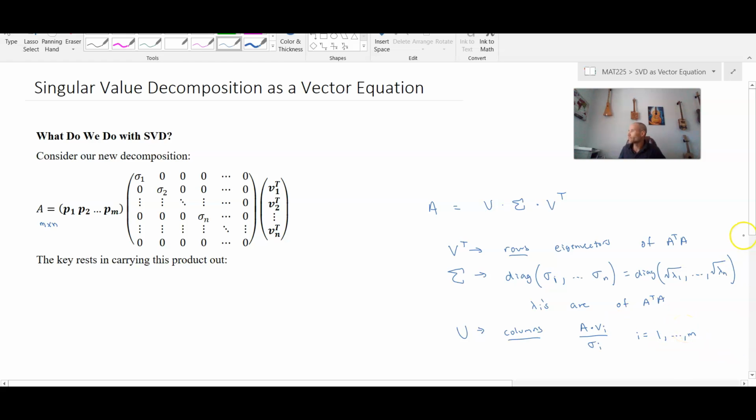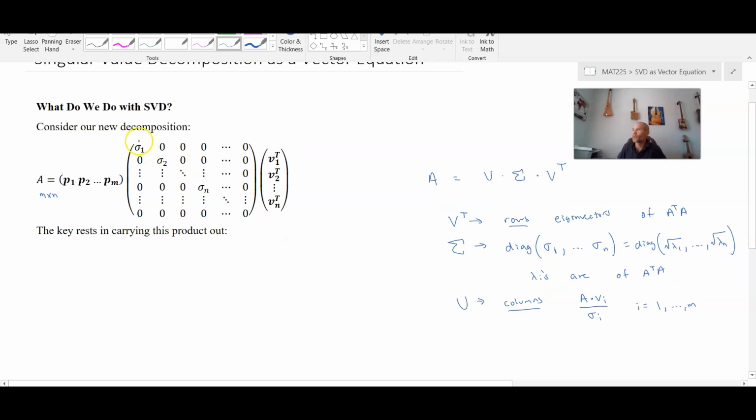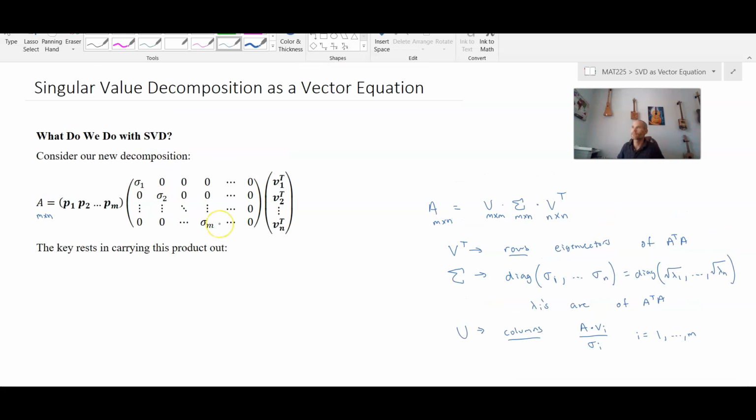Okay, so let's write this expansion out in a little bit more of a product form. Here we have to realize that U is an m by m matrix, sigma is an m by n matrix, and V transpose therefore is an n by n matrix, giving us an m by n product. Now let's go ahead and carry out the multiplication and see what we come up with.